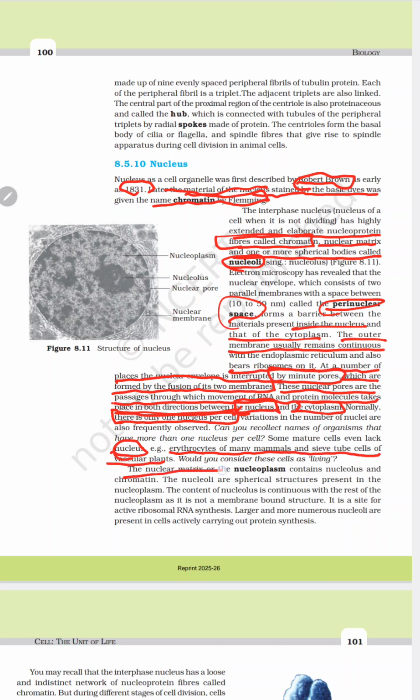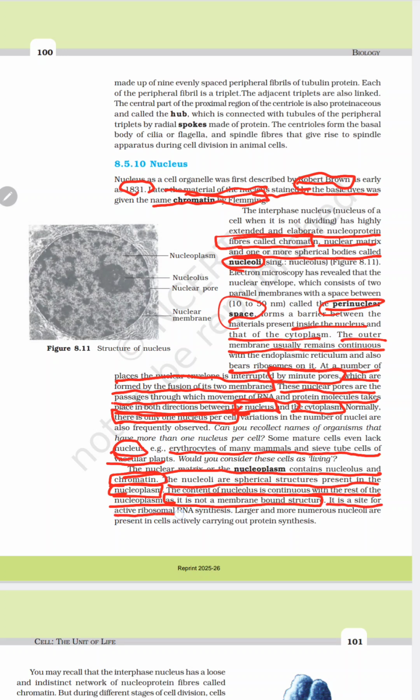The nuclear matrix or nucleoplasm contains the nucleolus and chromatin. The nucleolus is a spherical structure present in the nucleoplasm. Its content is continuous with the rest of the nucleoplasm, and it is not membrane bound. It is the site for active ribosomal RNA synthesis. Larger and more numerous nucleoli are present in cells actively carrying out protein synthesis.